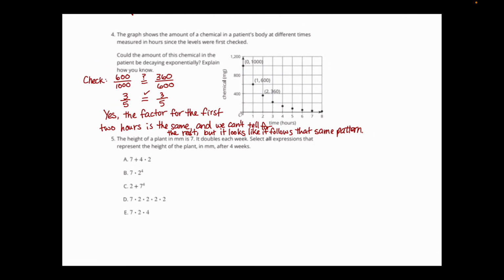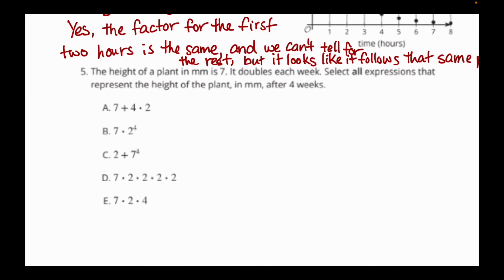On to question 5. So we have the height of a plant in millimeters is 7. So it's a small little plant at first, but it doubles each week. So we're going to select all expressions that represent the height of the plant after 4 weeks. So this is doubling, which means our growth factor in this case is going to be more than 1. It's growing. So it's actually going to be 2. But we want to look at what actually matches up with our growth factor here. So we want it after 4 weeks.